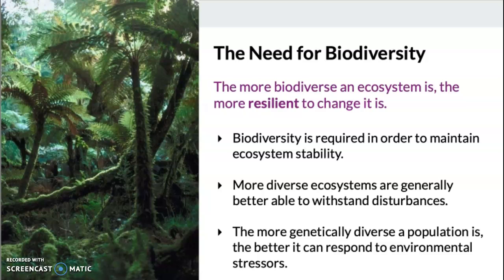The need for biodiversity. The more biodiverse an ecosystem is, the more resilient it is to change. So biodiversity helps an ecosystem maintain stability. And this means that when a disturbance occurs, if there's a flood or a fire, the more diverse ecosystems are generally better able to withstand and bounce back after that disturbance. We can look at this at the population level as well. The more genetically diverse a population is, the better able it is to respond to different environmental stressors.